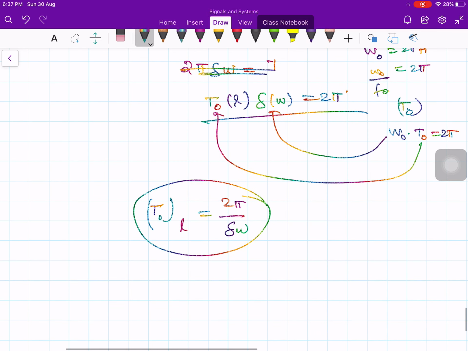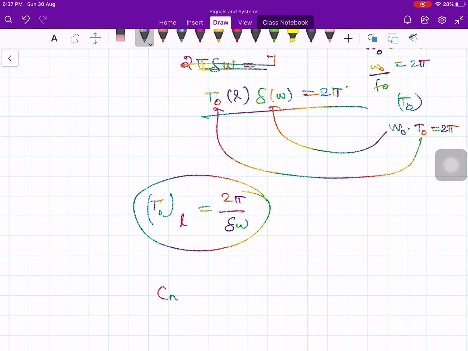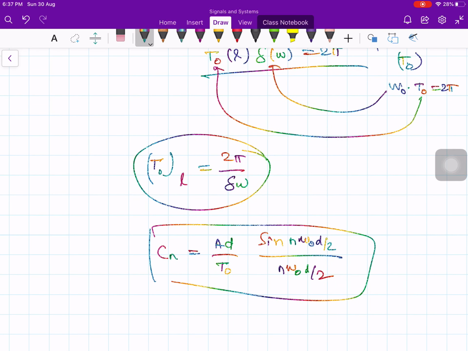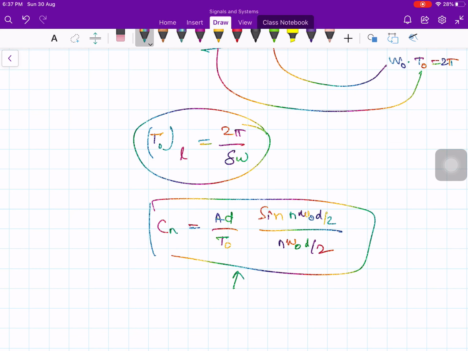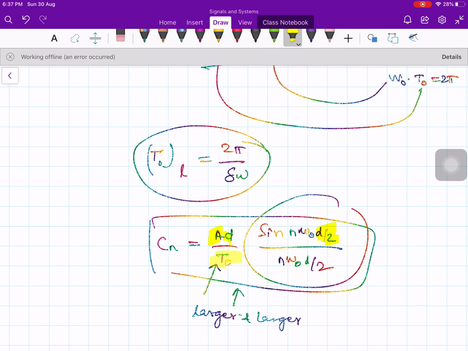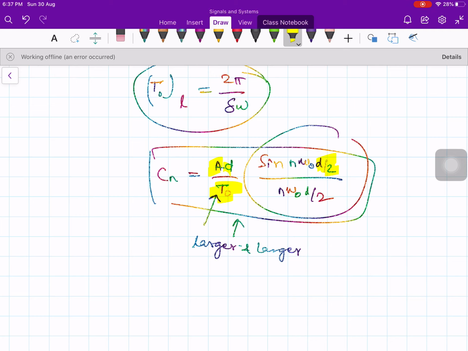Now what would be the consequences as far as the spectrum is concerned? Because your Cn is equal to A d by T naught, times sine of n omega naught d by 2, divided by n omega naught d by 2. Now look at this coefficient Cn. What happens if T naught becomes larger and larger? The sine term is not changing, because d by 2 has not changed, and A also has not changed. The only thing that changed is T naught. If the denominator becomes larger and larger, then your Cn becomes smaller and smaller, because it is A d divided by a large number.